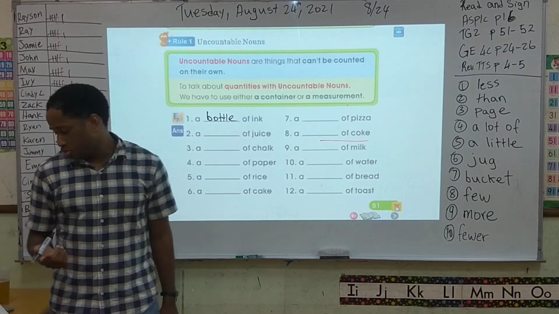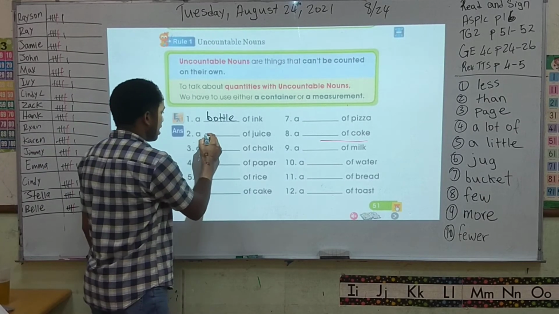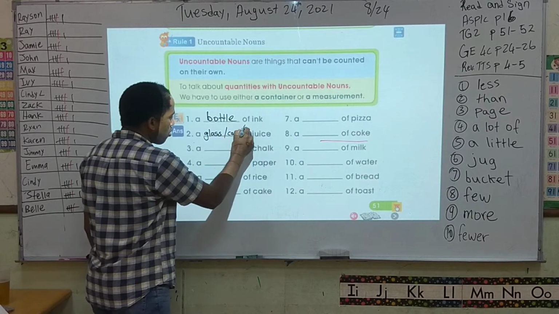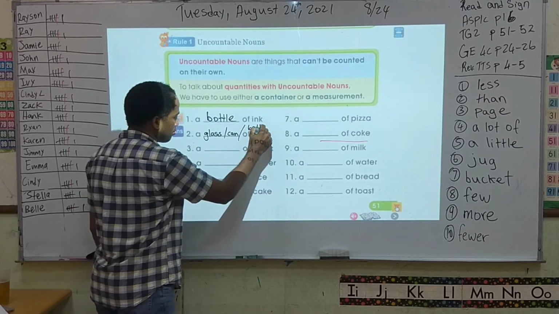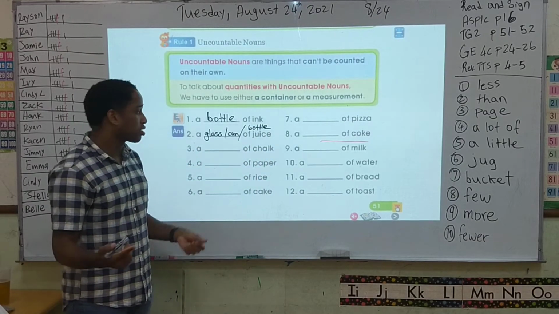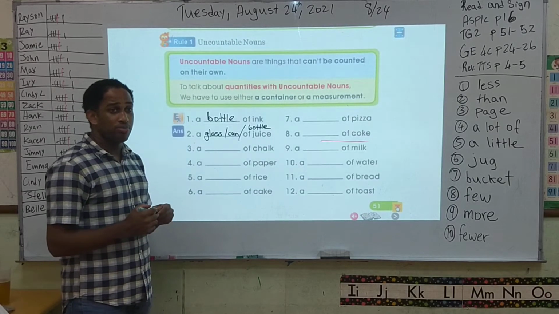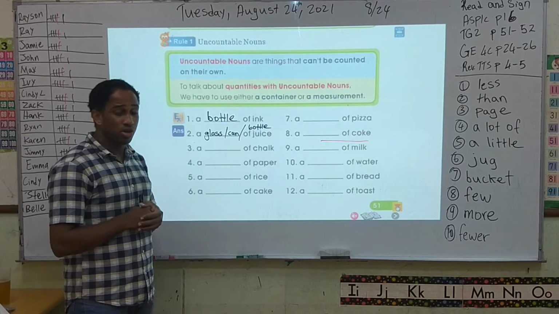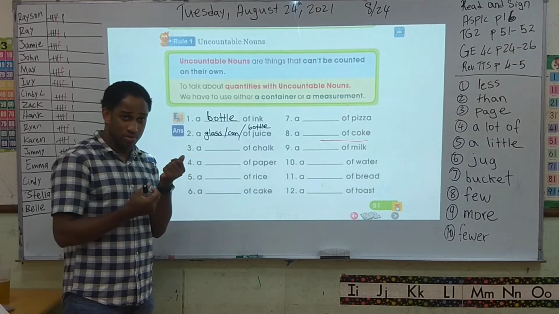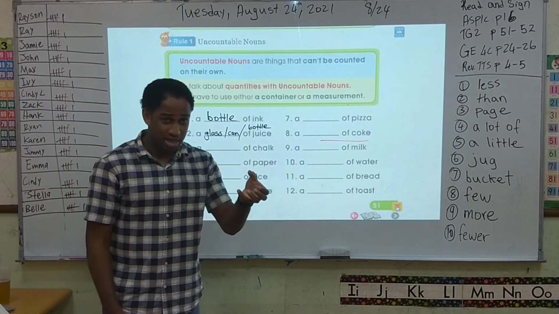Juice. For juice, we can see a glass of juice, a can of juice, or a bottle of juice. If you go to 7-Eleven, you can buy a bottle of juice, or you can buy the juice in a can. Or if you are at home, you can say, Mommy, may I have a glass of juice?